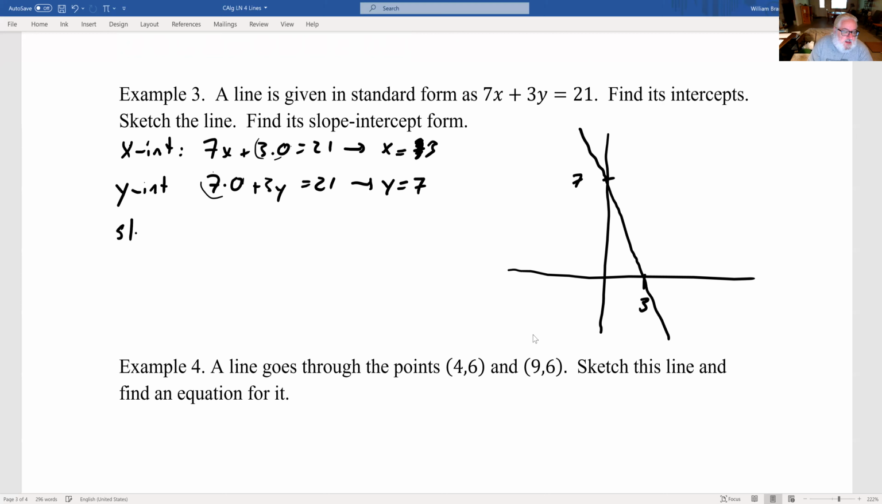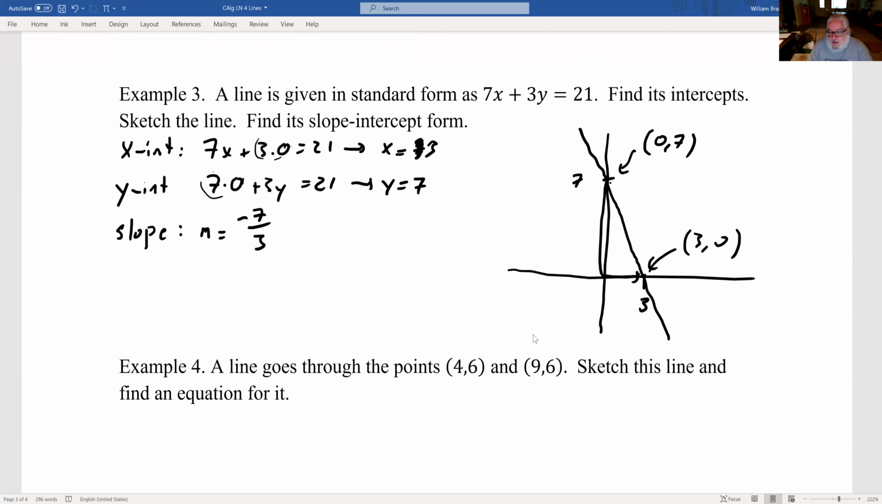What's the slope? Well, at this point, there's 2 ways to go about doing this. One is to just say, well, down 7 and over 3. Just look at the picture. The other way is to say, well, this point is x equals 0, y equals 7. This point is 3, 0. And now we know 2 points, so we can find the slope. 7 minus 0 is the change in y. 0 minus 3 is the change in x, and that's minus 7/3, which is the same thing that we got just by looking at the picture.